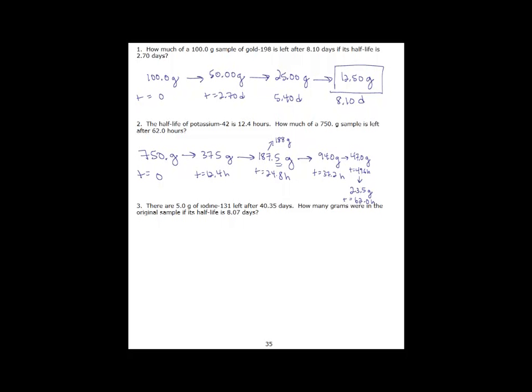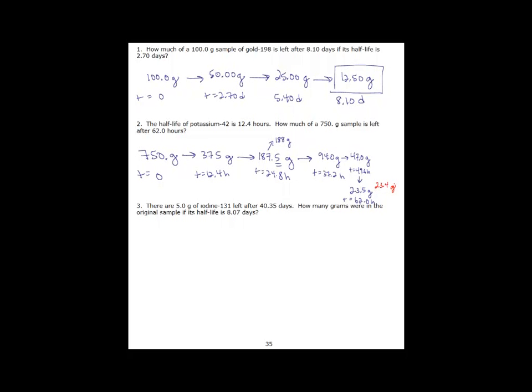So you could get 23.5 or 23.4 grams if you carried all your digits through. Just be sure in the end that you adjust your answer to the correct number of sig figs. So either answer I will accept, just adjust your answer to the correct number of sig figs.